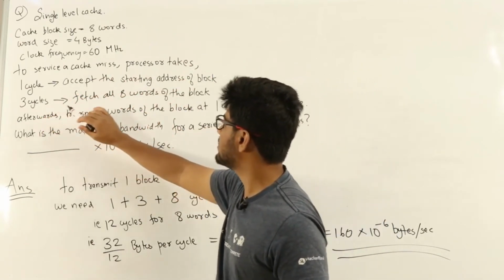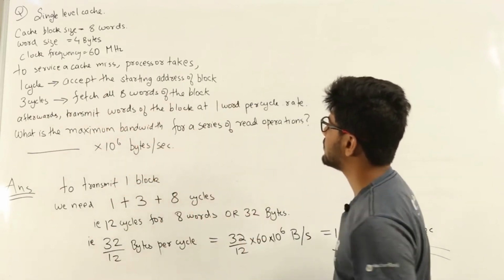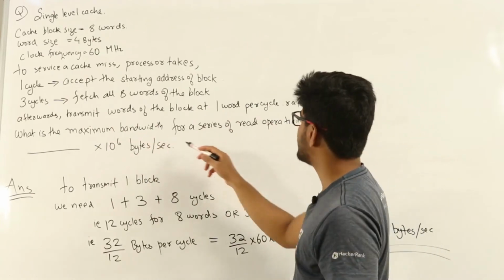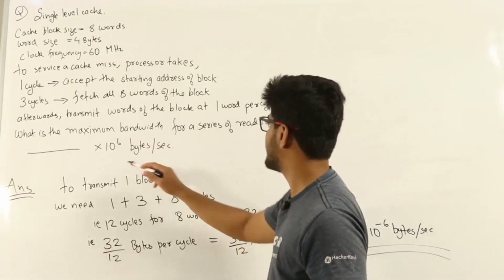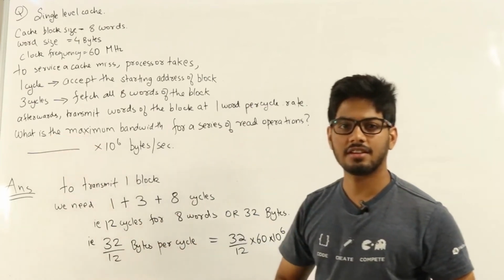It takes 3 cycles to fetch all 8 words of the block, and afterwards it will transmit words of the block at 1 word per cycle rate. What is the maximum bandwidth for a series of read operations? Dash into 10 power 6 bytes per second. That's what we need to answer here.